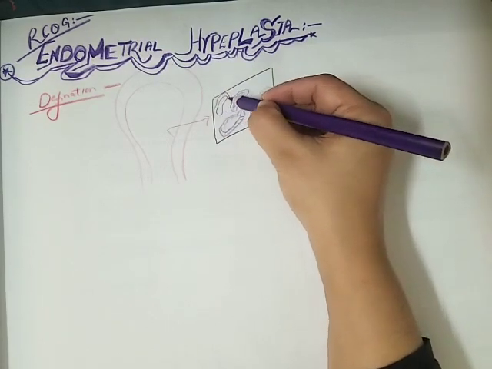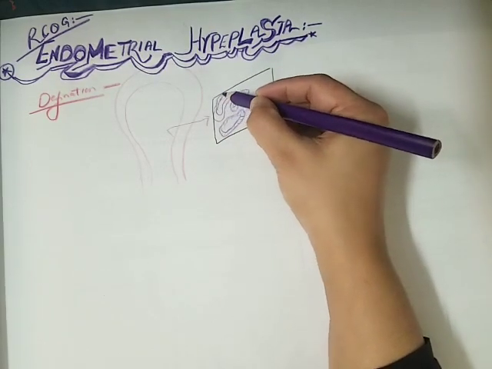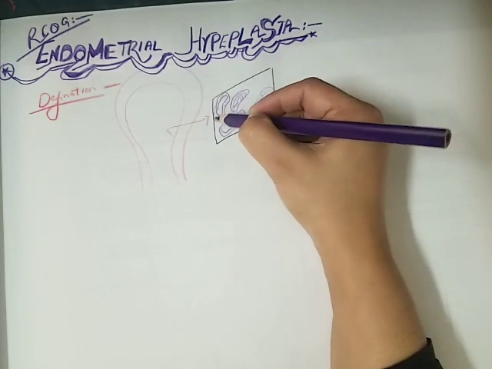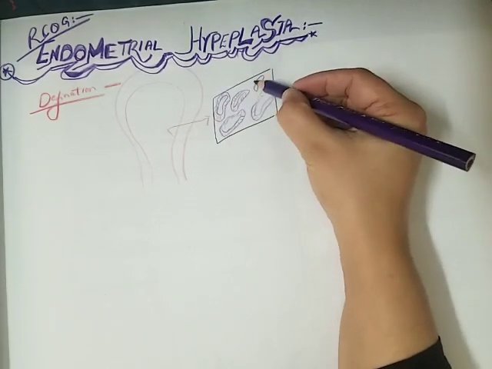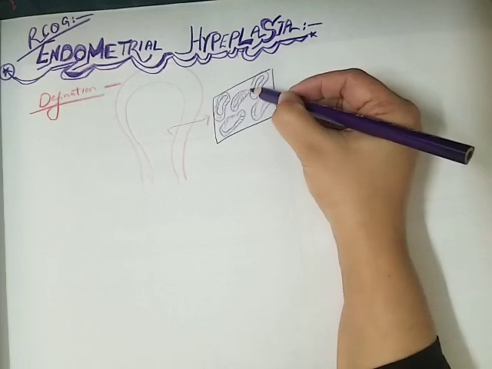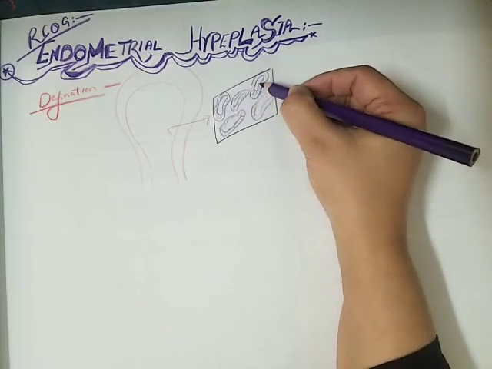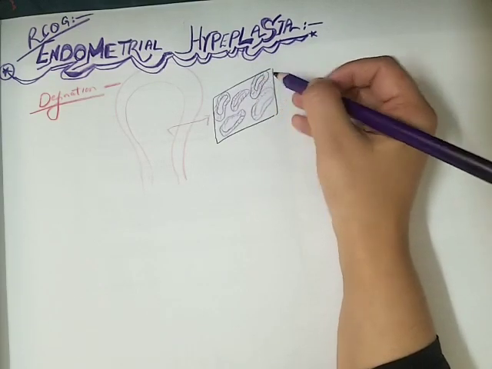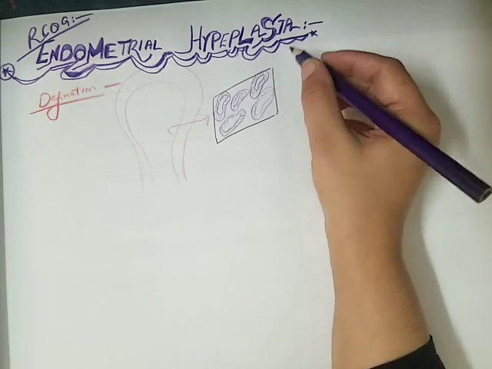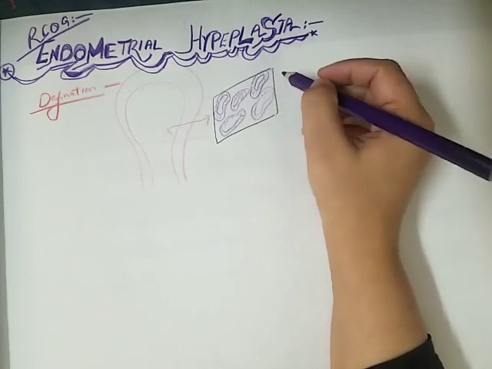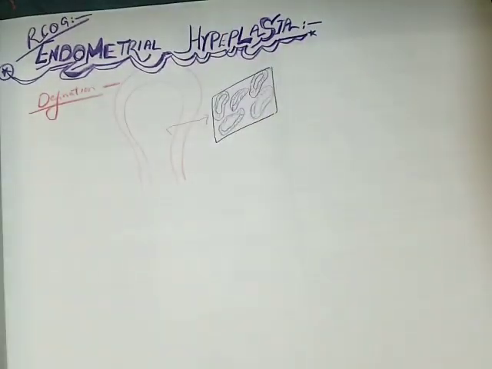In proliferative endometrium, normally we have proliferative endometrium, but even in that stage, if we compare it with endometrial hyperplasia, we will see that the glandular to stromal ratio is very much increased. So that is basically endometrial hyperplasia.